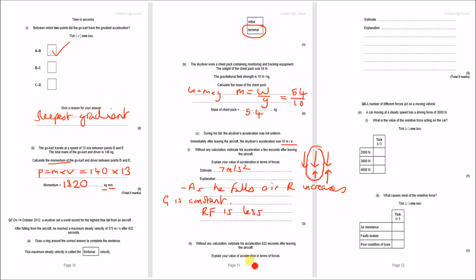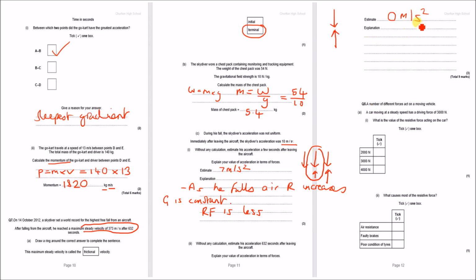Without any calculation, estimate his acceleration 632 seconds after leaving the aircraft. Explain your value of acceleration in terms of forces. So at 632, we set it at a steady velocity. Steady velocity, remember, means constant velocity, and that means the forces have to be the same. If the forces are the same, you get no acceleration. They will travel at a constant speed.